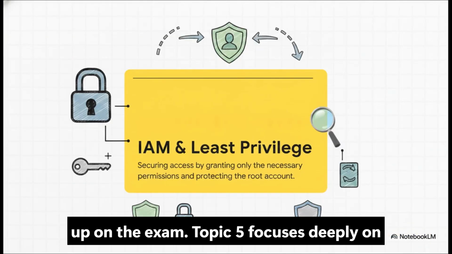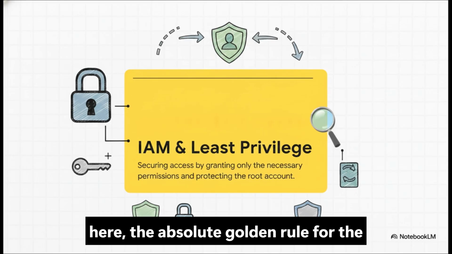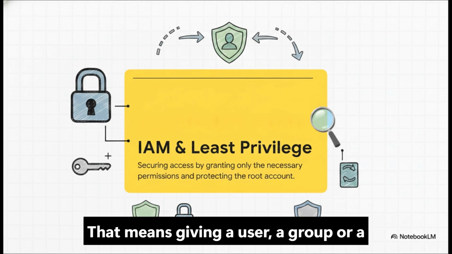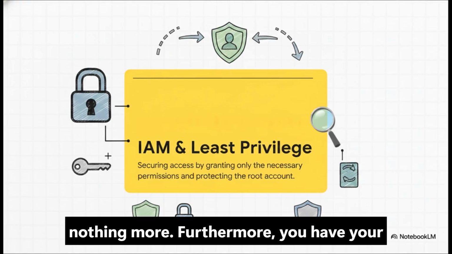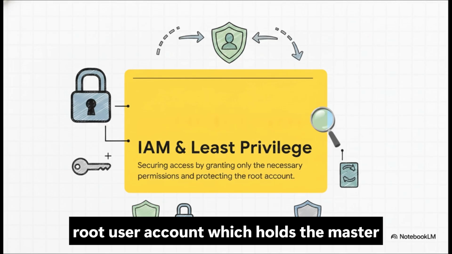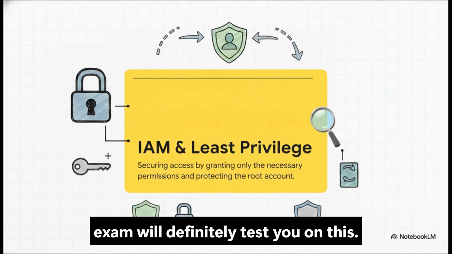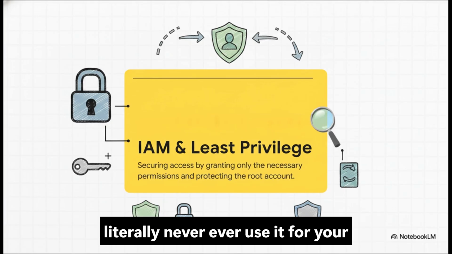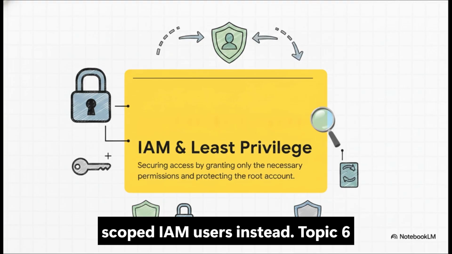Topic 5 focuses deeply on IAM, or Identity and Access Management. When it comes to granting permissions here, the absolute golden rule for the exam is the principle of least privilege. That means giving a user, a group, or a system only the exact minimum permissions they need to do their specific job, nothing more. Furthermore, you have your root user account, which holds the master keys to your entire cloud kingdom. It is incredibly dangerous if compromised. The exam will definitely test you on this. You must lock that root account away with strong multi-factor authentication and literally never, ever use it for your daily admin tasks. Always create separate scoped IAM users instead.